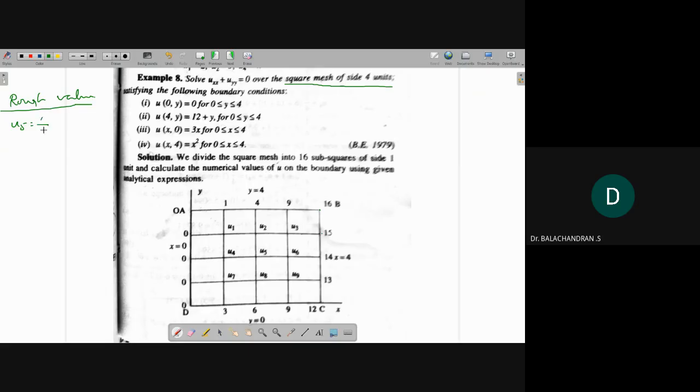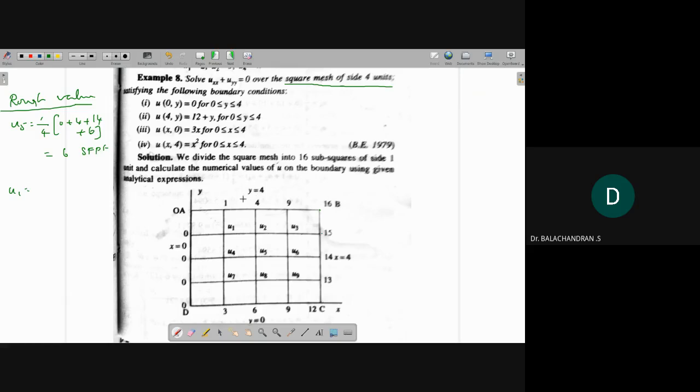So you should start from where? First, you should find which value? U5. Yes, correct. So rough values. You should start from U5. So U5 equal to 1 by 4. I'll do only rough values. So 0 plus 4 plus 14 plus 6. This is equal to 6. Here I am using the standard 5-point formula.